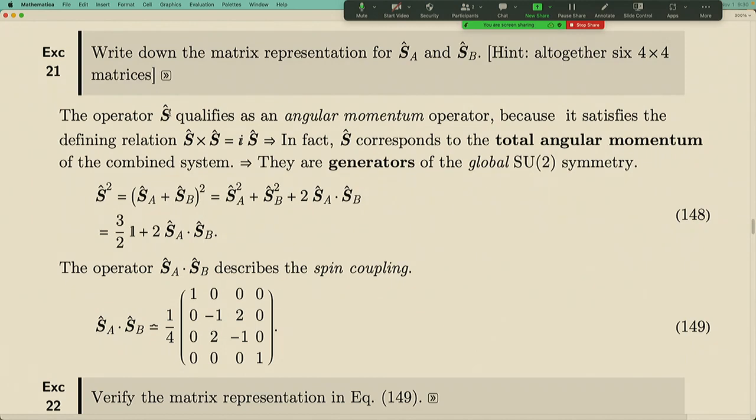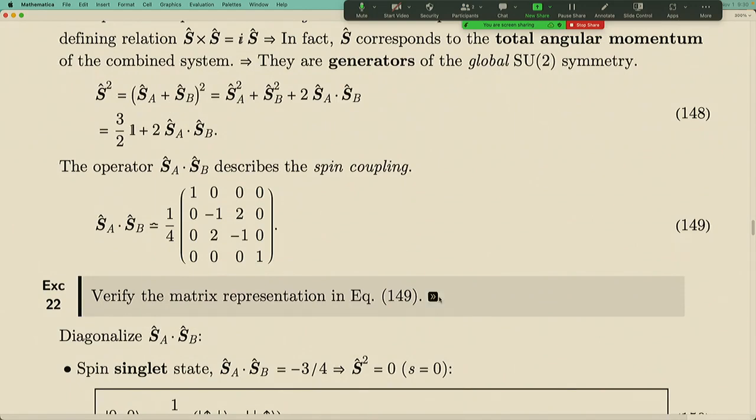So in order to understand the property of S squared, we just need to understand the property of SA dot SB. If we can diagonalize SA dot SB, then whatever eigenvalue we obtain, we just substitute it into this formula and we will understand the eigenvalue associated with S squared. So what does SA dot SB look like? It looks like that. That's the 4x4 matrix.